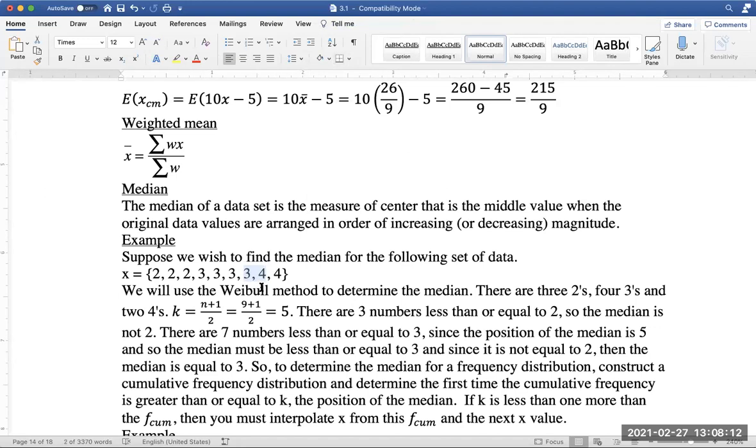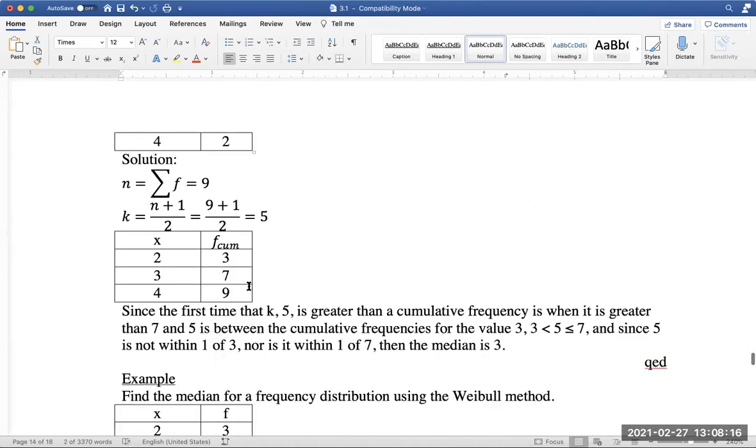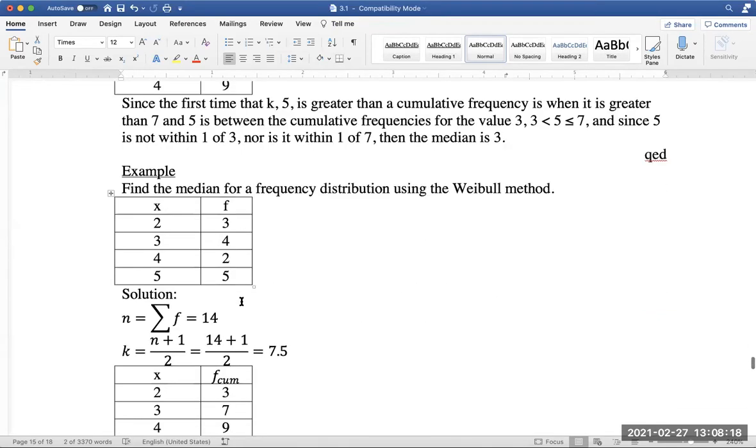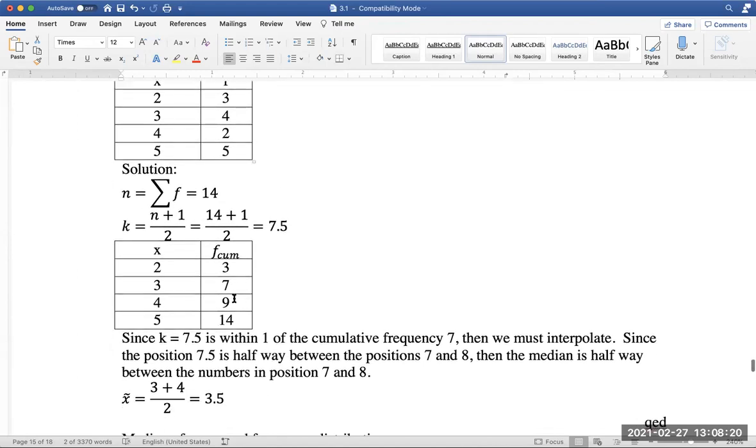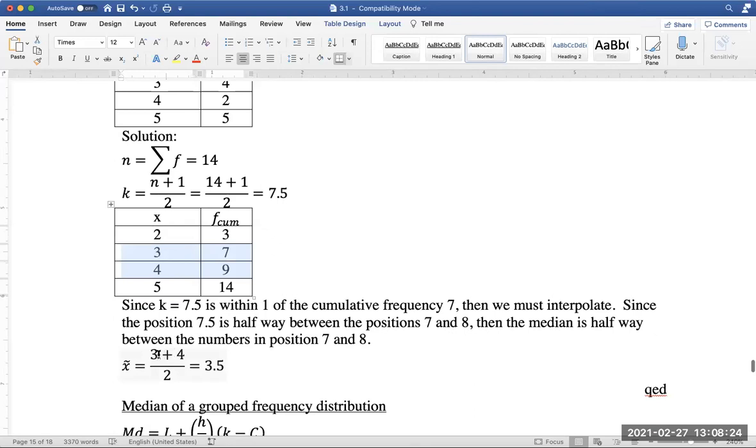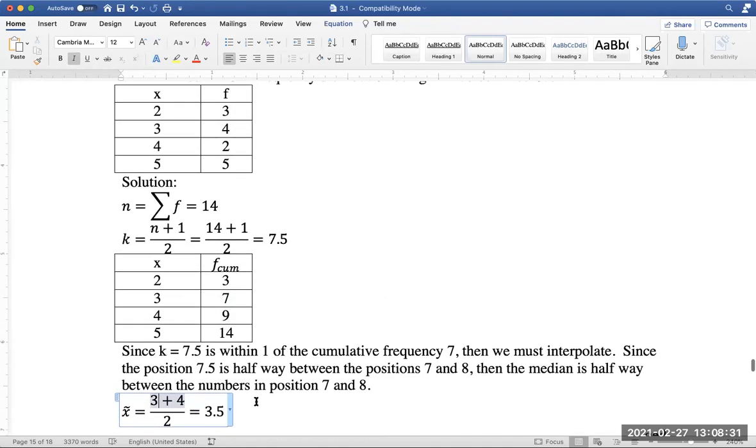So before we said when you're halfway in between, you just add them up and divide by 2. And so let me do that. Since I'm halfway in between these two, my median is just 3 plus 4 divided by 2, which is 3.5.